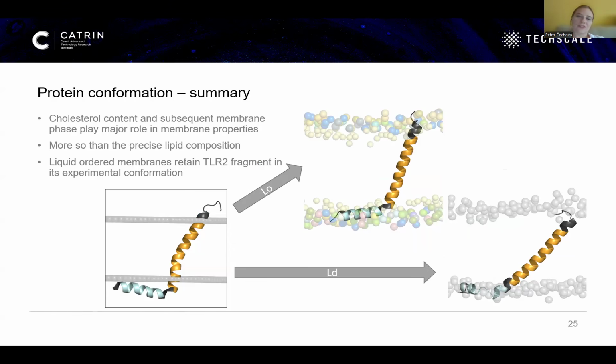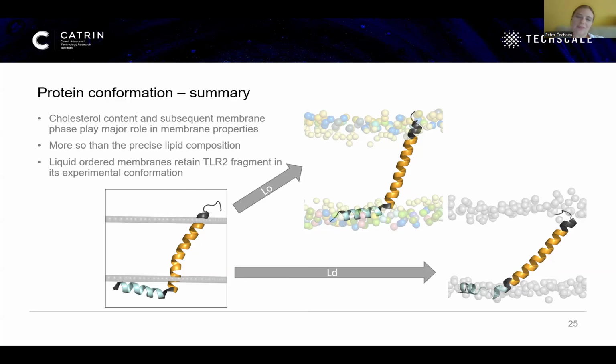So in the liquid ordered phase, the protein stays more or less in this hockey stick conformation, which is similar to the starting structure, and it doesn't fluctuate very much. There are no dramatic changes, except for something that is a topic for another presentation. But most of the time, across the 5 replicas of each simulation of each membrane, it still stays in this form.